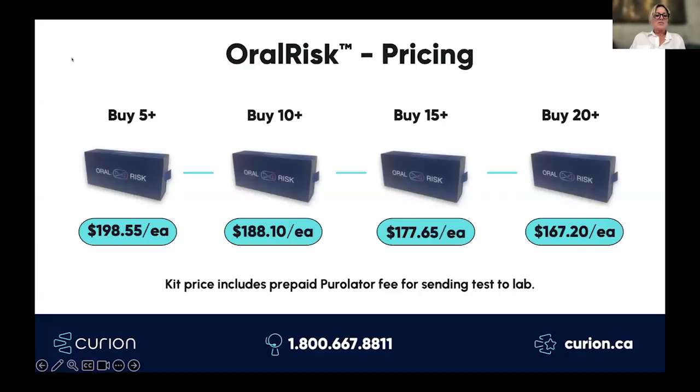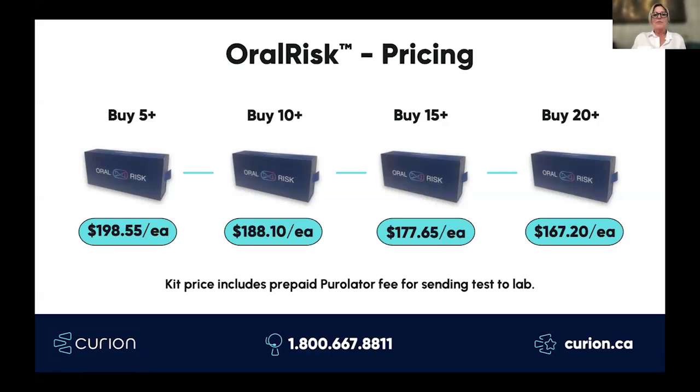So at Curion, we're extremely excited to bring Oral Risk to the market because knowing a patient's risk can empower clinicians to make more strategic decisions about their patient's care. We're incredibly optimistic that Oral Risk will in fact enhance the collaborative process between clinician and patient, ultimately leading to the best possible outcomes.